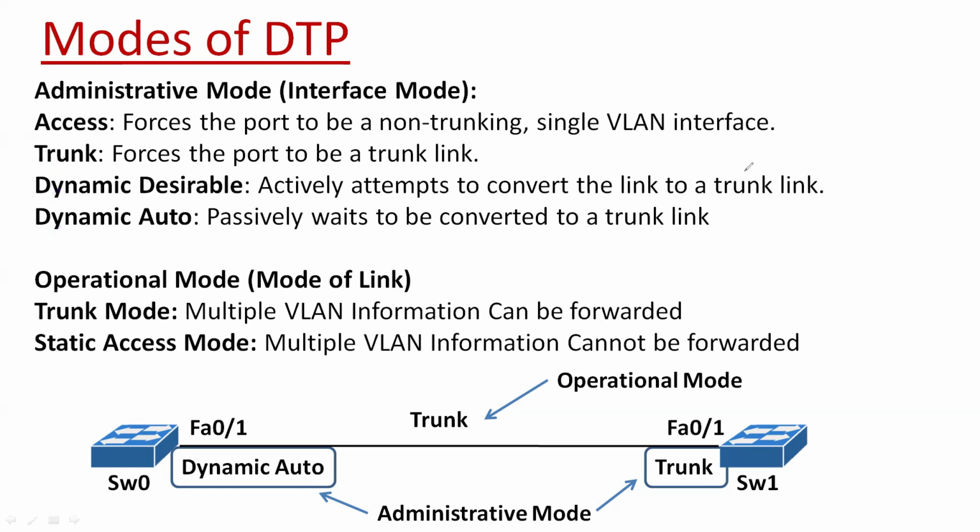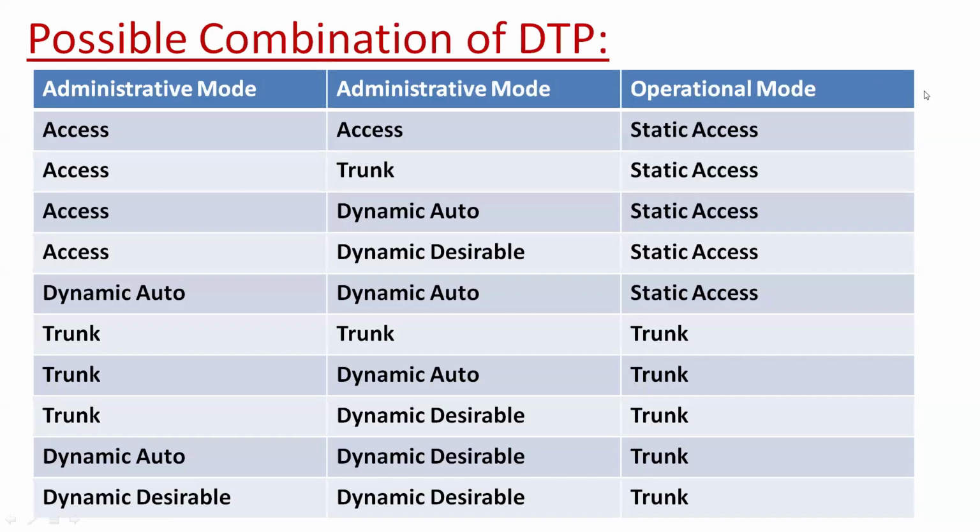Okay. We also have a list of possible combinations. Now, what is the meaning of operational mode? By the combination of these two modes, the operational mode will be formed. Either it will be trunk mode or static mode, right? So the mode of an interface is called the administrative mode, and the mode of a link is called the operational mode. Let us see what the possible combinations of DTP are.